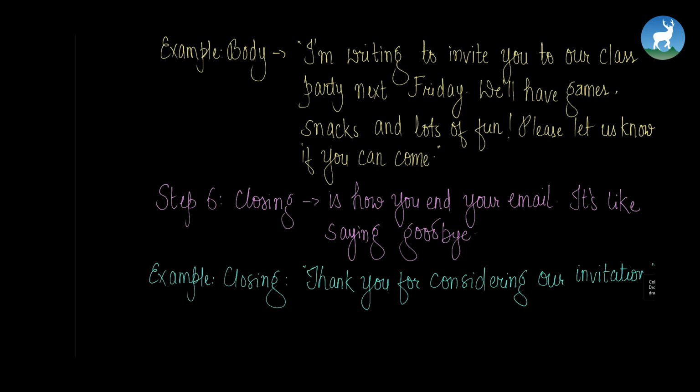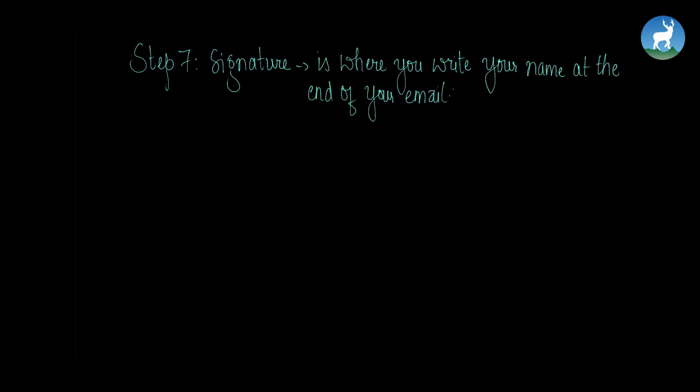Let's move on to step 7. And step 7 is the signature. Signature is where you write your name at the end of the email. Okay, let's write an example for signature for our email that we have been composing. Since we are writing this to our teacher, we end our email writing sincerely, a comma, and our name.